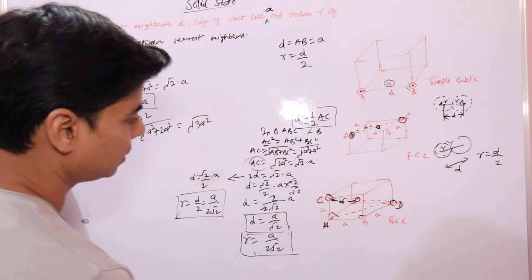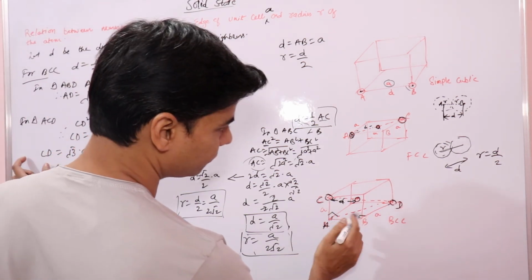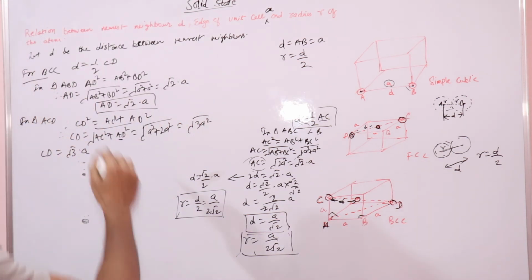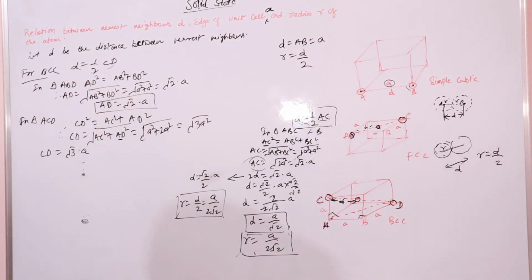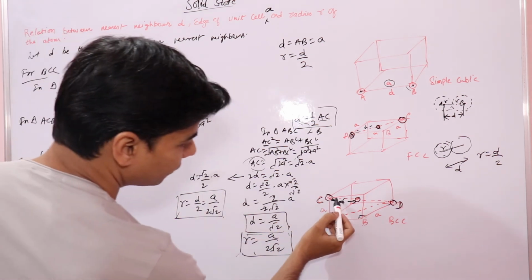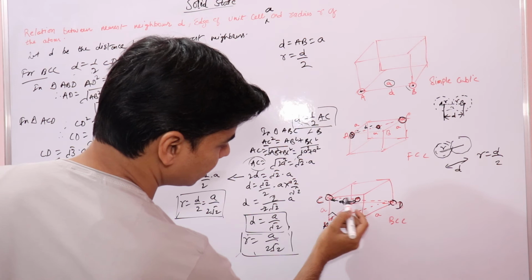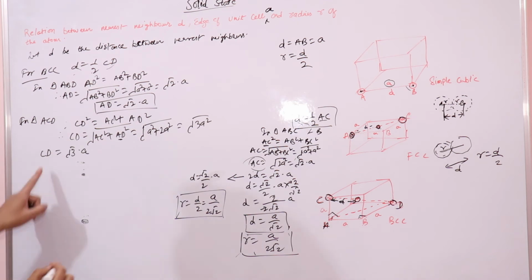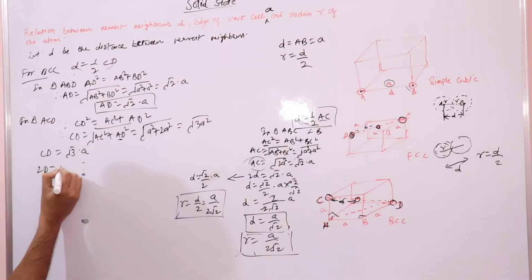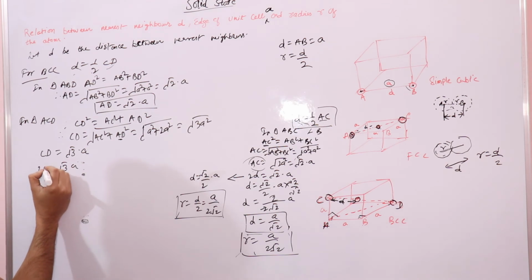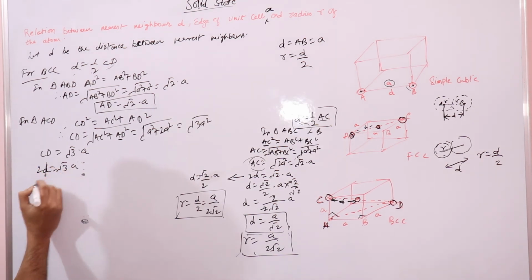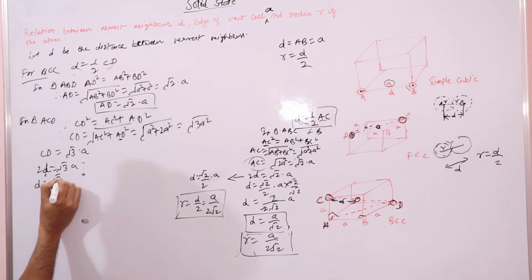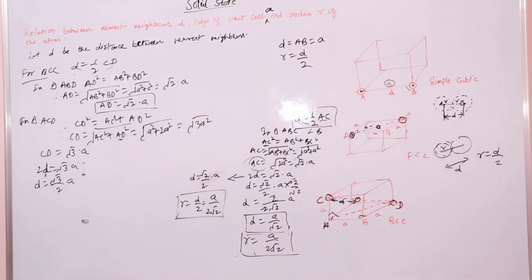Now CD, we have already found the relationship. CD is twice of d, right? We have mentioned in the beginning that d is half of CD, so we'll put the value of CD from here. 2d is equal to root 3a, right? d is the distance between nearest neighbors, so d is equal to root 3 upon 2 into a. This is the relationship between d and a, the edge length, right?